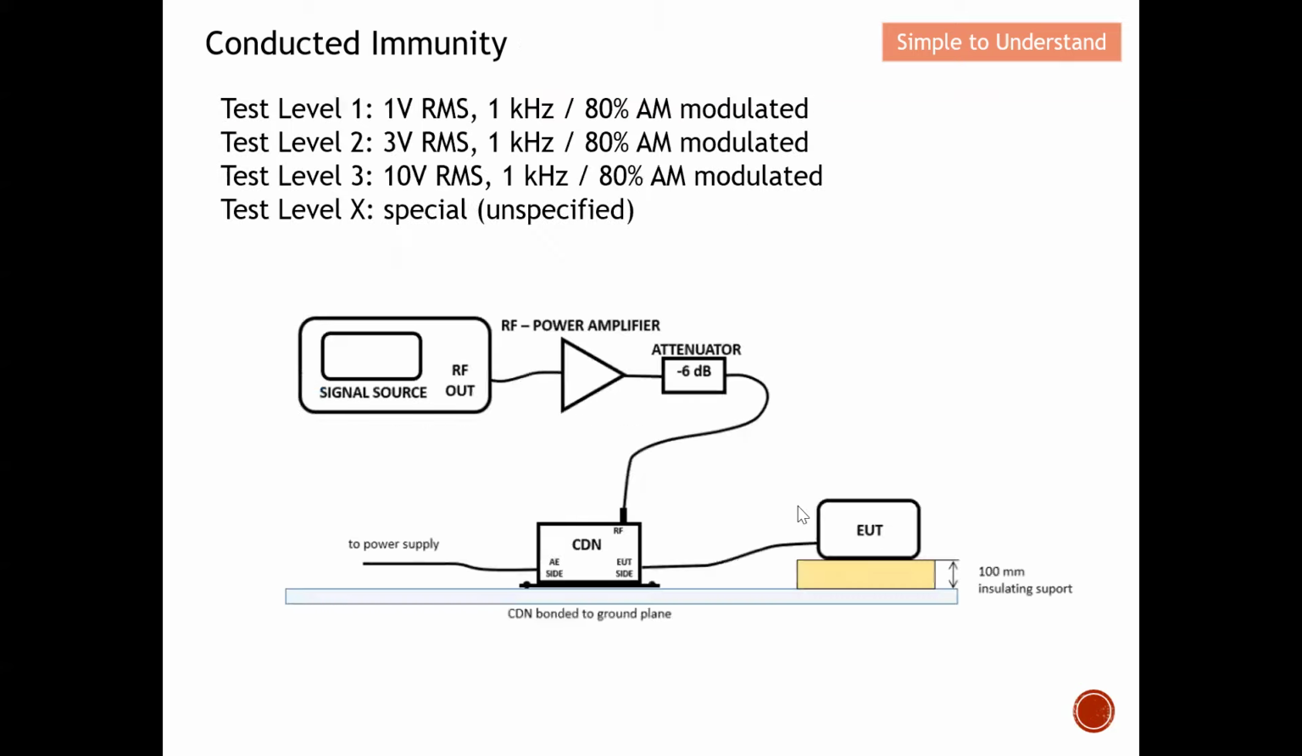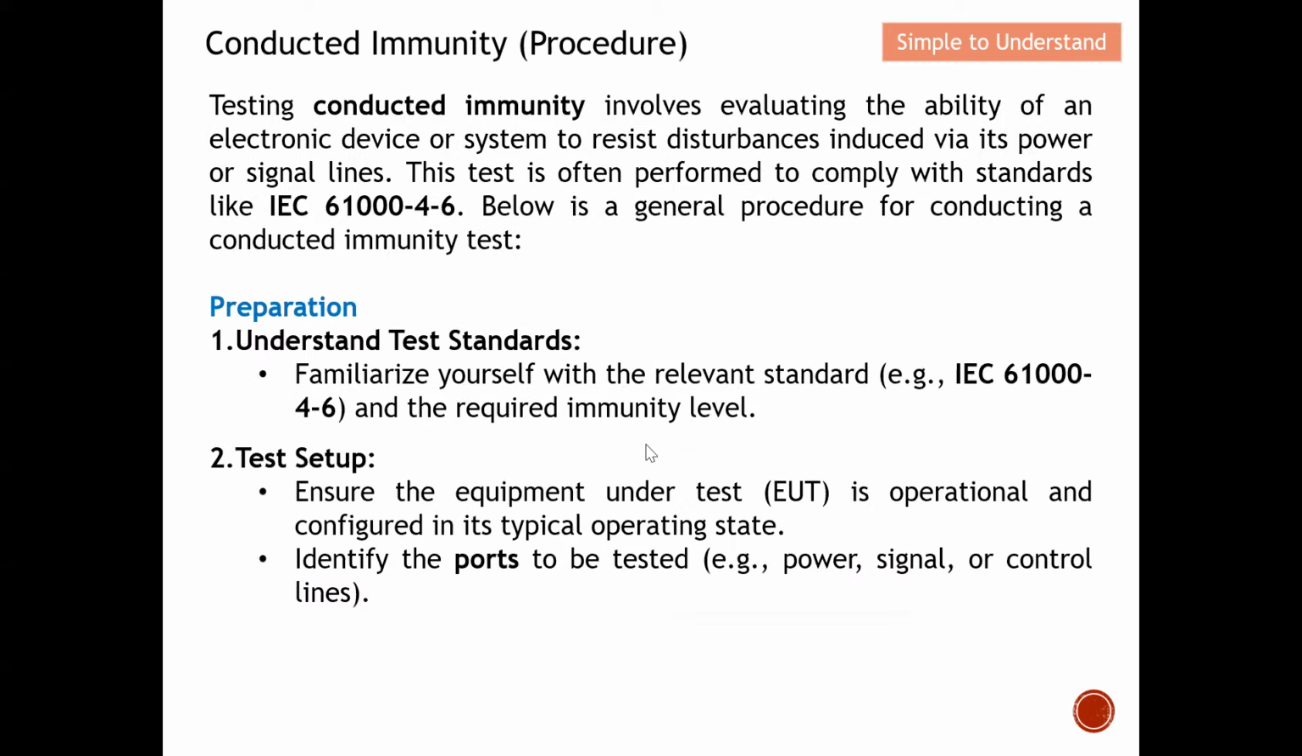Basically, let me just show over here. You can see that when you do the testing on the EUT, you want to put in an insulating support, which is about 100 mm here. So basically, this is what it means over here.